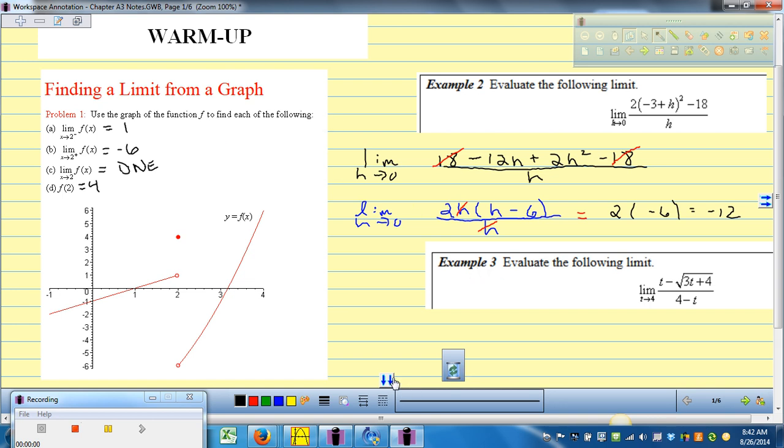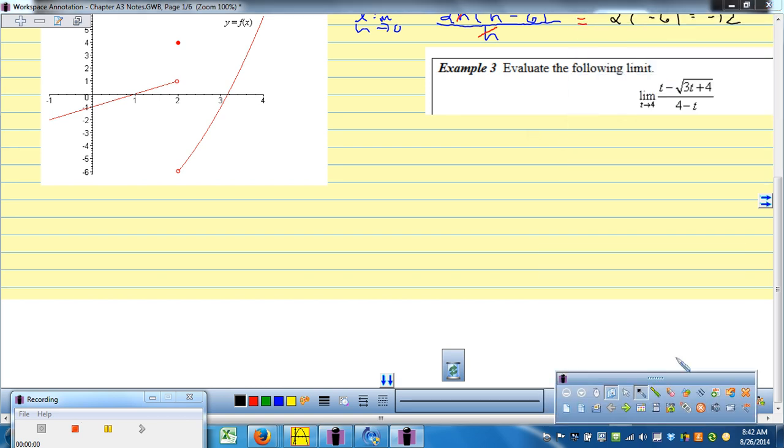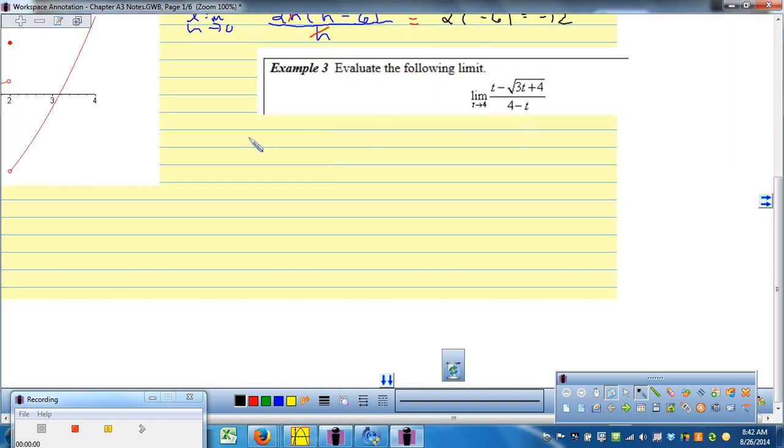So now we have one with roots. Sorry, let's get this out of the way. And here, when we plug in, what happens? Sorry, it is the limit as t approaches 4. I know, I'll try and make them bigger. They look very big on me. All right, the limit as t approaches 4 of t minus root 3t plus 4 over 4 minus t.